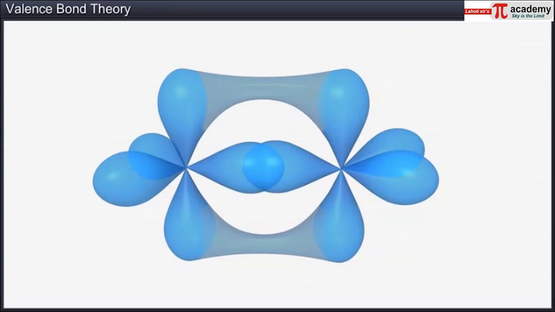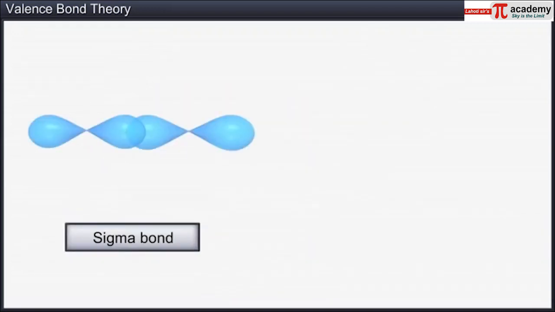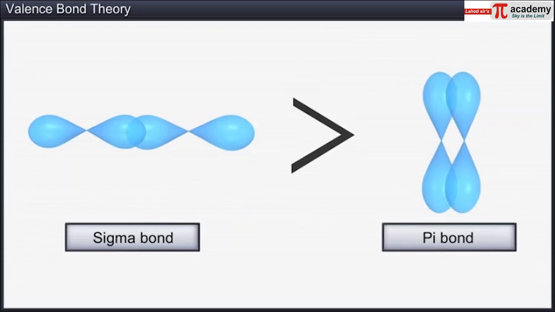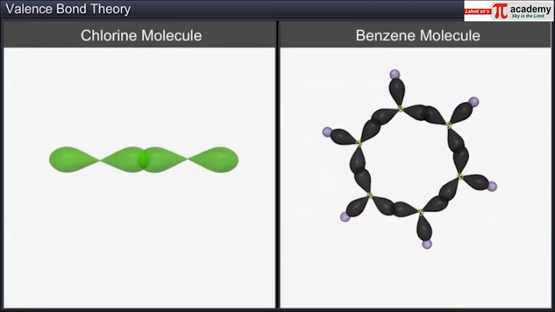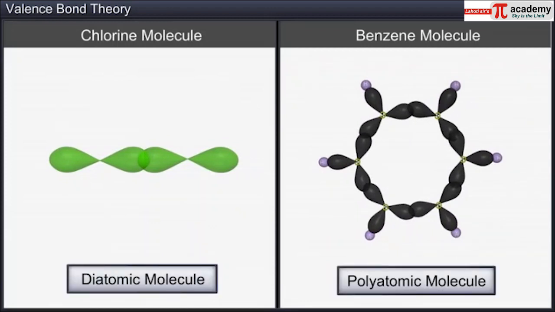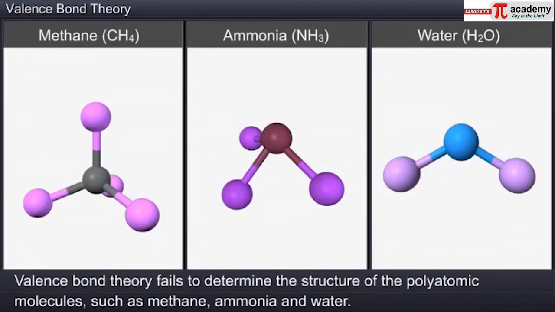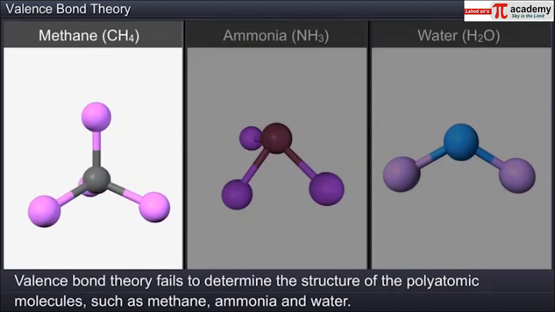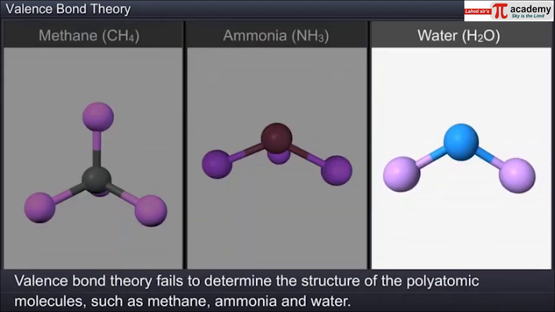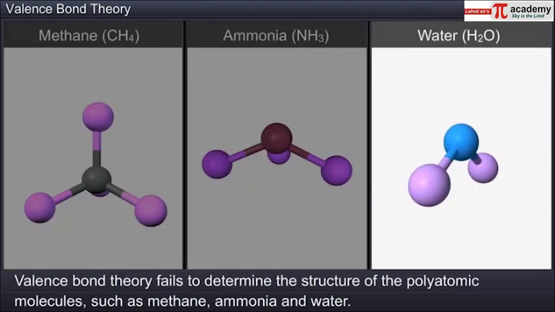The overlapping of orbitals extends to a larger area in sigma bonds than pi bonds. Therefore, sigma bonds are stronger than pi bonds. The overlap criterion of orbitals applies equally to both diatomic molecules and polyatomic molecules. However, the valence bond theory fails to determine the actual shapes of polyatomic molecules, such as methane, ammonia, and water, which are tetrahedral, pyramidal, and bent respectively.